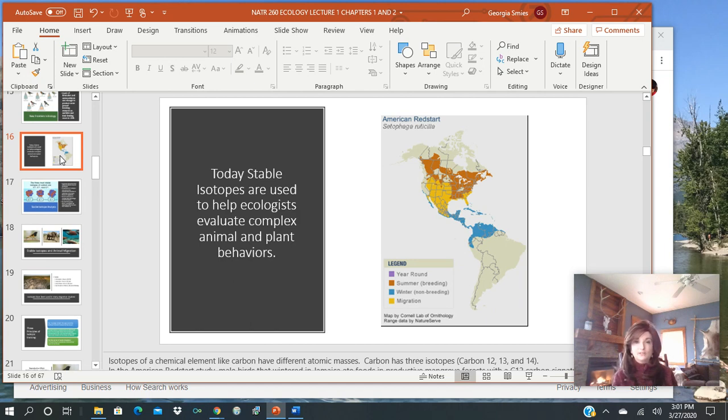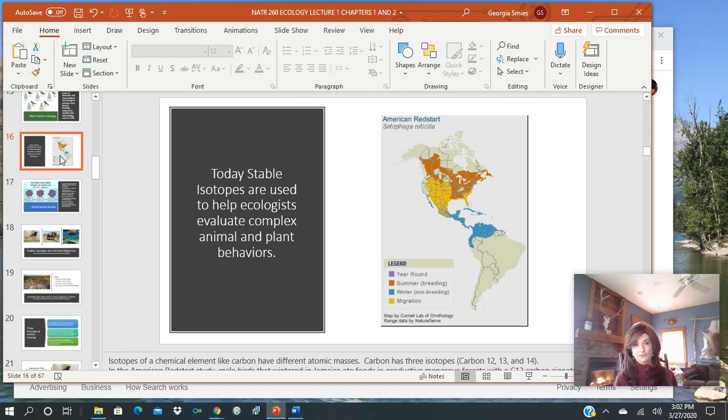Today, when we're looking at resource partitioning, the question goes way beyond one patch of spruce and fir trees in one part of the world. Now we're looking at, why do animals migrate? Where do they go? When do they go? Do males and females of the same species go at the same time? Do they feed at the same places? Do they eat the same things? And we're able to ask these super complex questions now because we have these amazing tools.